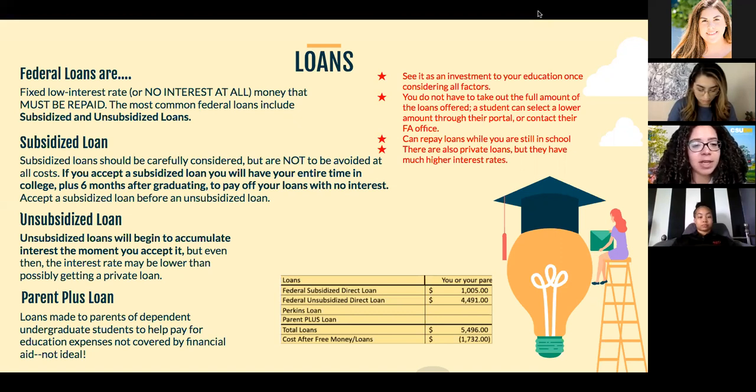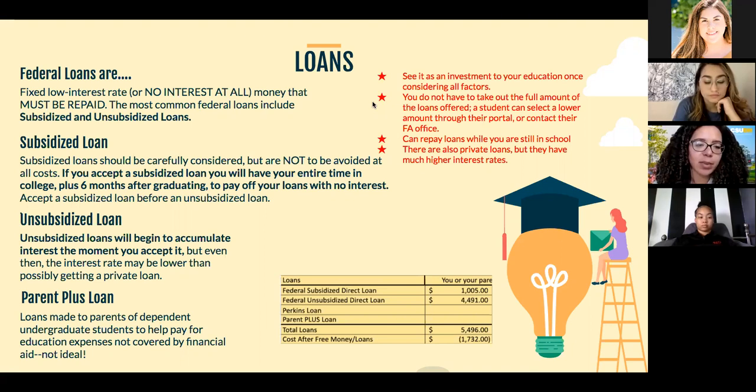If you accept subsidized loans, you'll have your entire time in college plus 6 months after you graduate to pay off your loan with absolutely no interest. So you want to accept the subsidized before your unsubsidized loan. The unsubsidized is the one you want to consider next or kind of last. It will begin to accumulate interest the moment you accept it. So if you end up accepting this loan, it'll start accumulating interest all the way into your 4 years, unless you start paying it while you're in school. But even these interest rates are going to be lower than if you get a private loan, for example, at a bank or something like that.